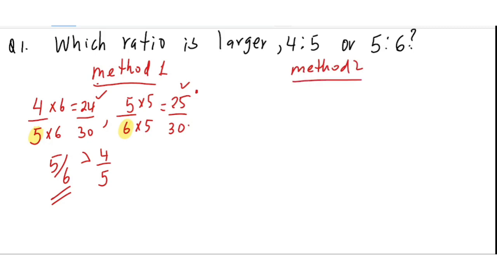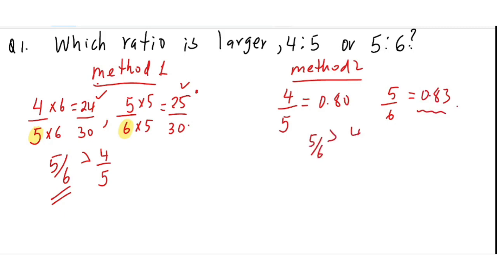Now for the other method, method 2 is quite simple. You can change these, 4/5 and 5/6, to decimals. You can use your calculator if you want, and if you don't want to, that's up to you. 4 divided by 5 in decimals is 0.8. 5 divided by 6 is 0.83. So remember, this is 0.80 and this is 0.83. Obviously 0.83 is larger, so automatically again 5/6 is larger than 4/5.